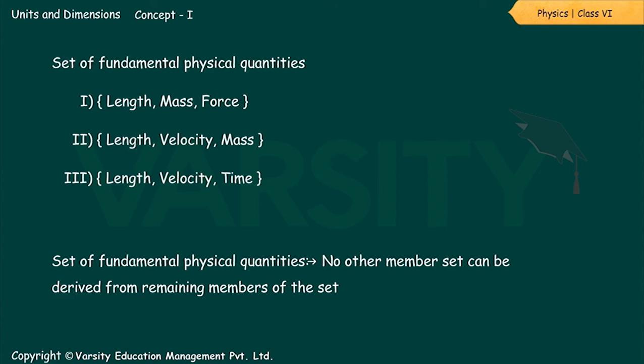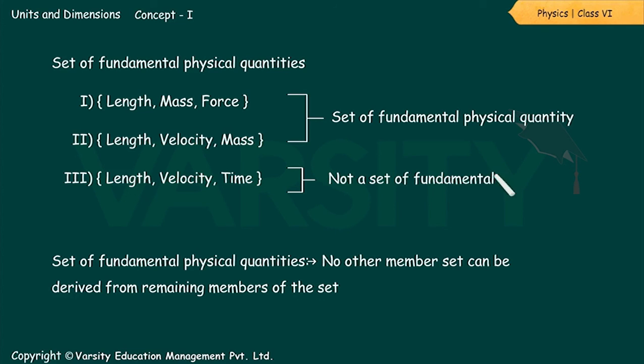Please listen carefully to the definition again. A set of fundamental physical quantities is the one where no member of the set can be derived from the remaining members of the set. We saw 2 examples of fundamental physical quantities and 1 example which is not. In the third set, velocity could be derived from length and time, so it is not a set of fundamental physical quantities.